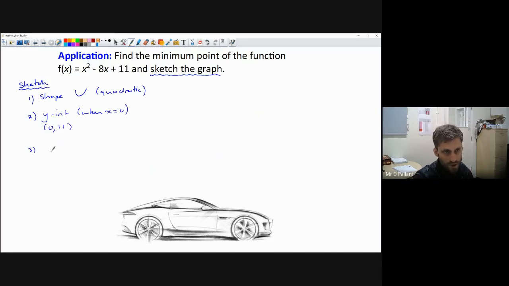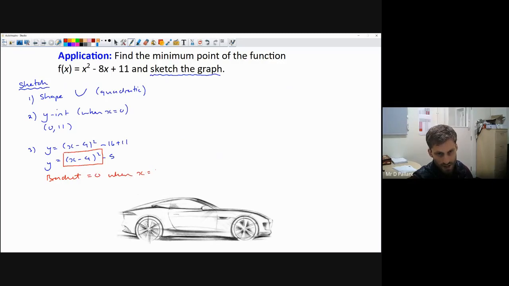Then we can complete the square. Group the terms. And then I can do this thing where I say, okay, well, let's look at this bracket. And I can say, well, the bracket equals 0, which is what I want, when in this case, x equals 4. And if I put x equals 4, that gets rid of the bracket because 0 squared is 0, and I get left with y is minus 5.